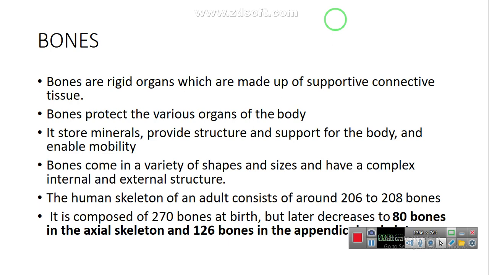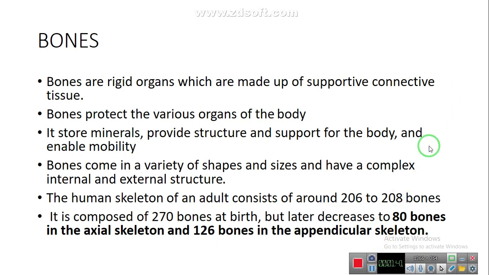Bones are of a variety of shapes and sizes, and they have complex internal and external structures. The human skeleton of an adult consists of around 206 to 208 bones. When a child is born, he or she has 270 bones. Later on, the bones decrease in number to 80 bones in the axial skeleton and 126 bones in the appendicular skeleton. I will explain the axial and appendicular skeletons in my further slides.